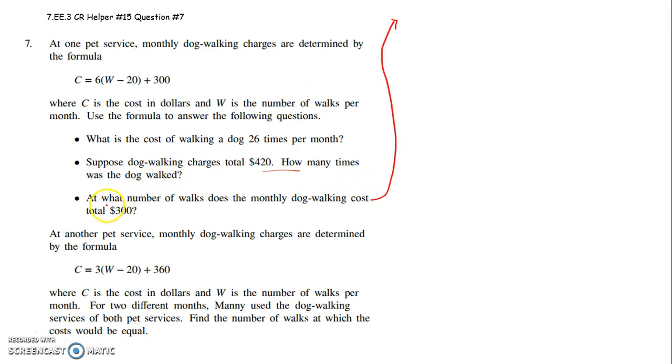So at what number of walks does the monthly dog walking cost a total of $300? So now they want us to say C is 300. Okay, so let's go ahead and place C is 300 in place of the formula. So C equals 6 times the quantity W minus 20 plus 300. And now they want us to do C equals 300.